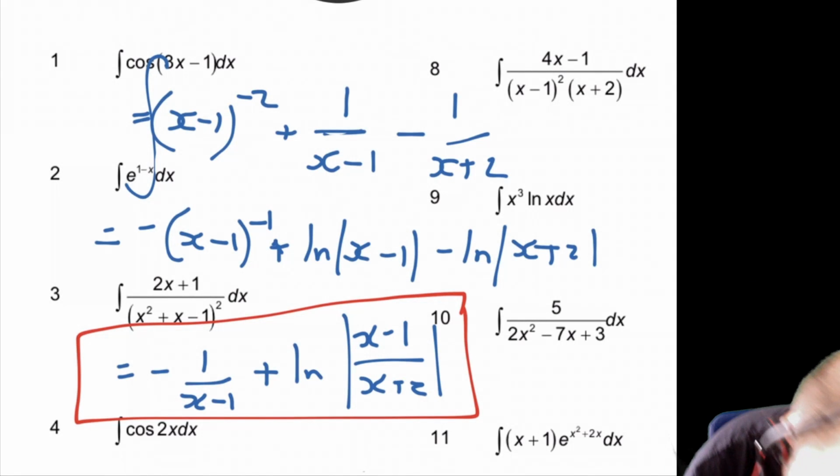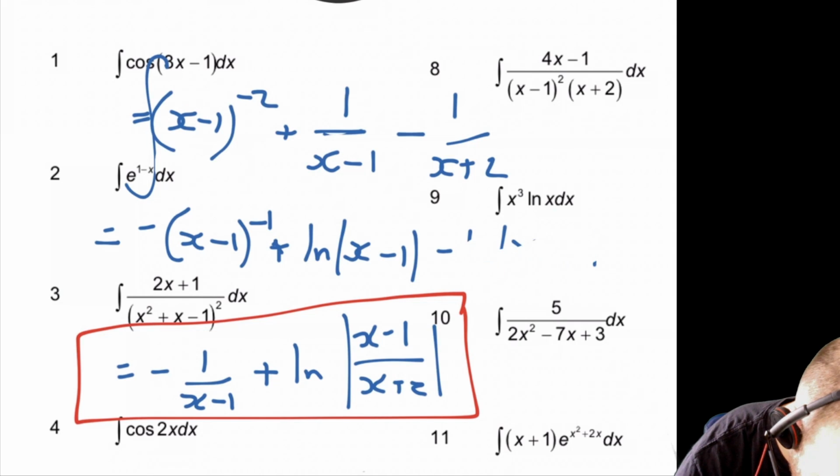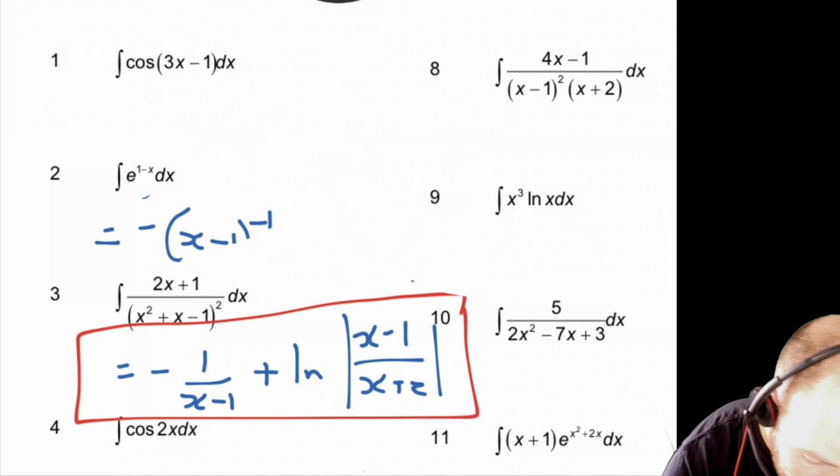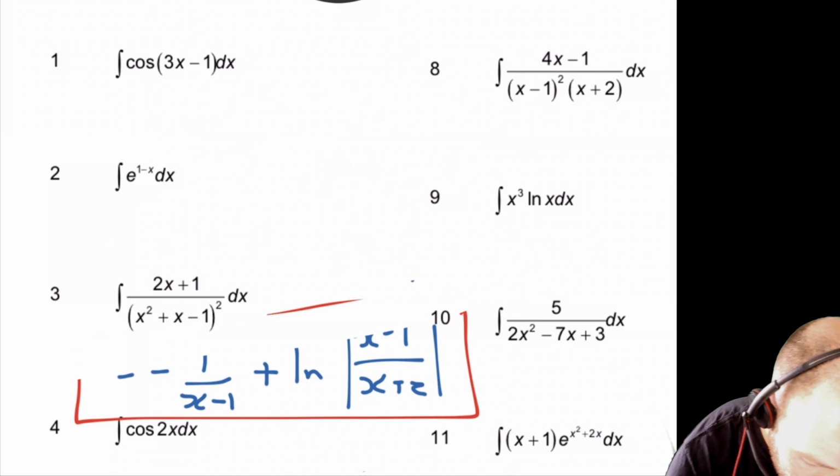Okay. Question 9 then is a by parts question. So we're going to choose u as ln x, dv dx is x cubed, and this one shouldn't be too bad.